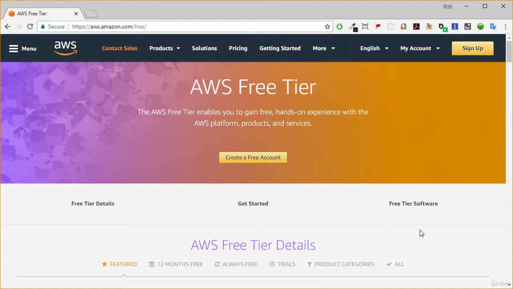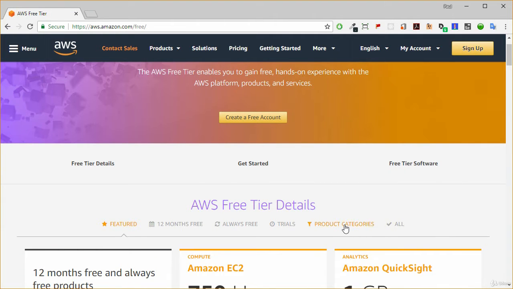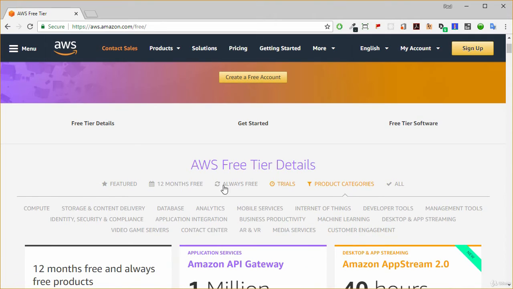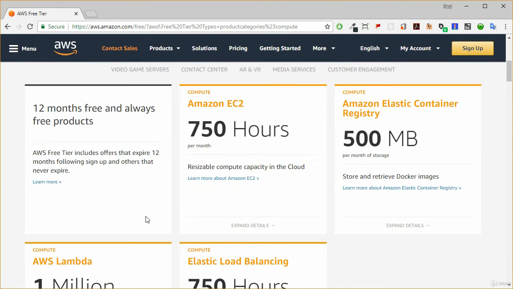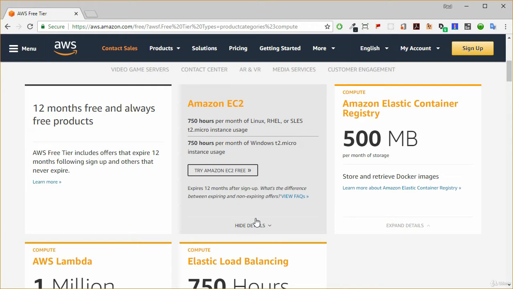Now, we can have a look here at the product categories. I'll just click on that. Under compute, we've been using Amazon EC2, and we'll be using it quite a bit throughout this course. That will give you 750 hours free per month for 12 months. What that means is that we can have 750 hours per month of a T2 micro instance, and that will expire 12 months after signing up for AWS.